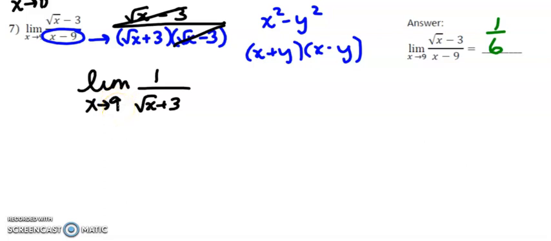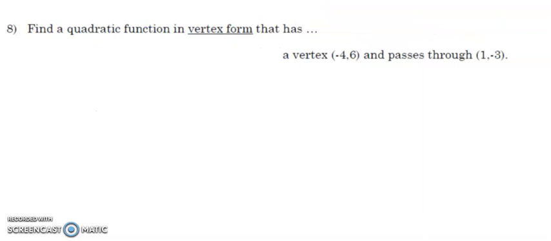It just gets a little bit messy with the square root. All right, number 8, find a quadratic in vertex form that has these qualities.